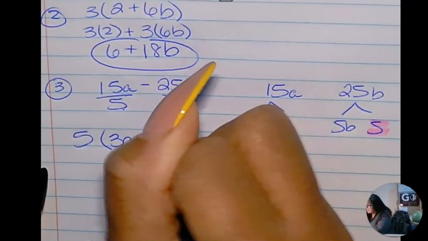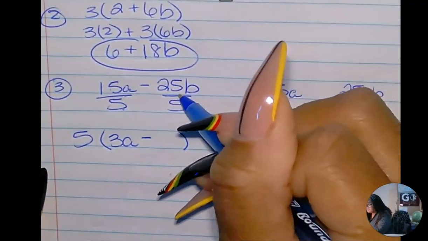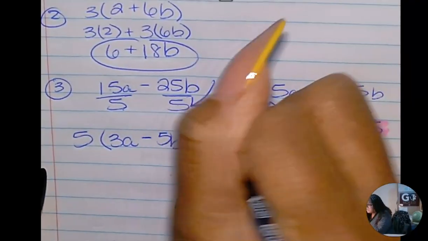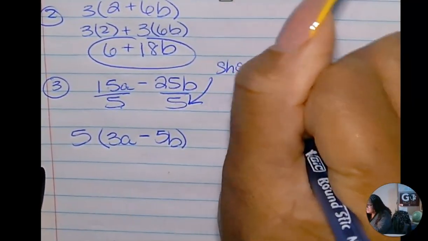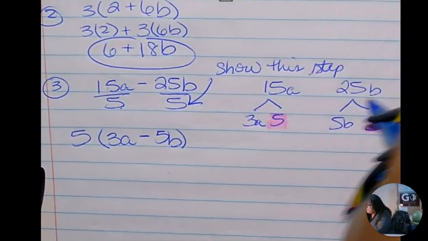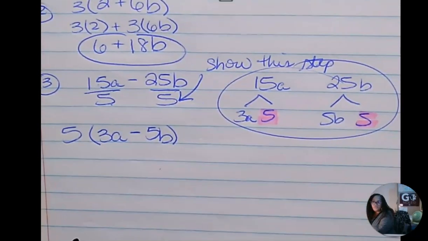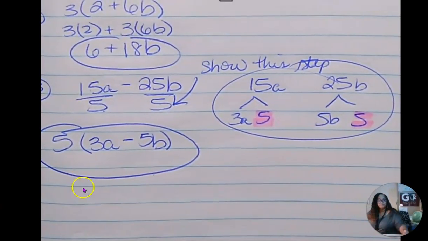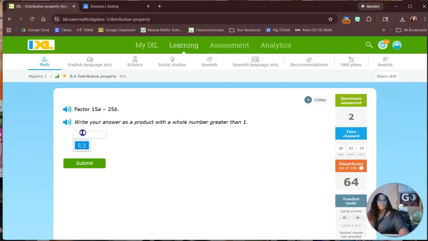Bring down your minus sign. And 25b divided by 5 is 5b. You must show this step in order to get full credit. If you do not show this step or this one, you will not get full credit if you're not showing how you factor. And then there would be my answer. So it's 5 times the quantity 3a minus 5b.